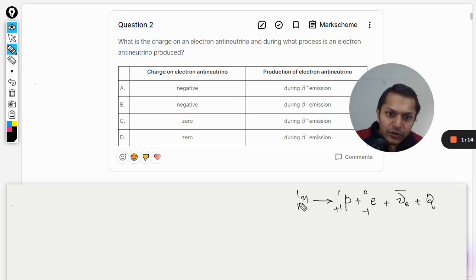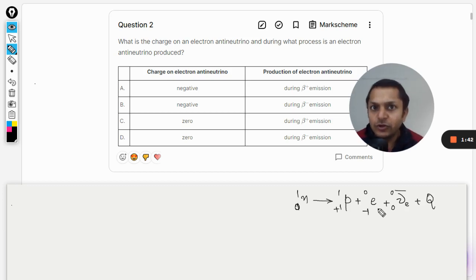So the neutron mass is 1 but the charge is 0. Now this is 0 on the left hand side, so it has to be 0 on the right hand side of the reaction also. So plus 1 minus 1 will become equal to 0. That is why the electron will be produced with the negative charge, and this is known as electron antineutrino. Now electron antineutrino is always having 0 mass and 0 atomic number.